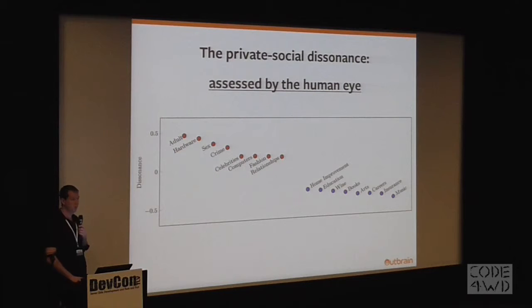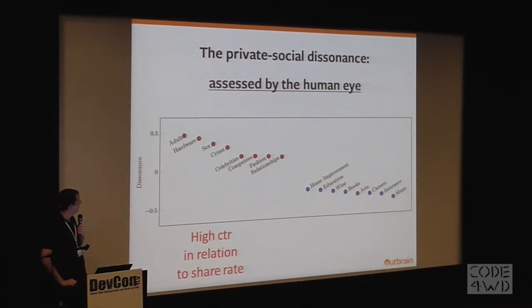And this is what we see. We've defined that, and first I'm going to show it to the human eye, without machine learning and without anything. To the human eye, how the dissonance looks. So we took 200 publishers and almost 100,000 articles, and we crunched that data into this plot. And we've ranked all the categories based on this private social dissonance. And what you see is this.